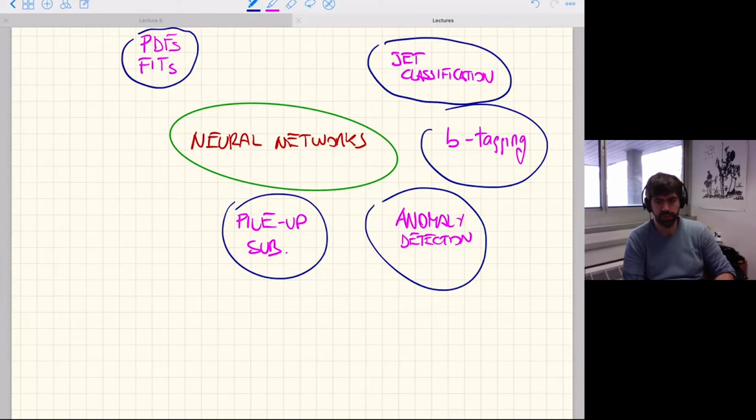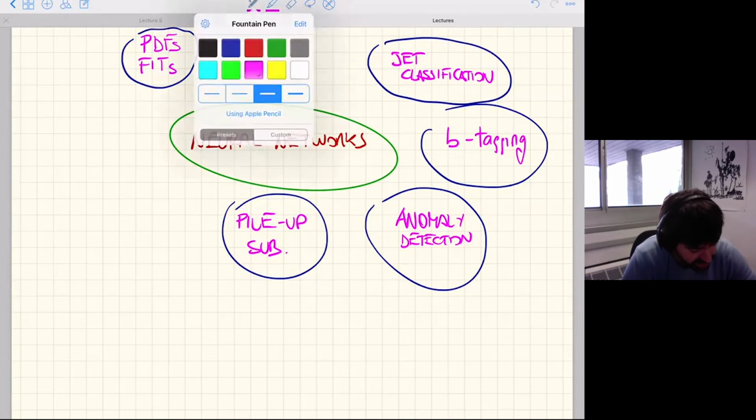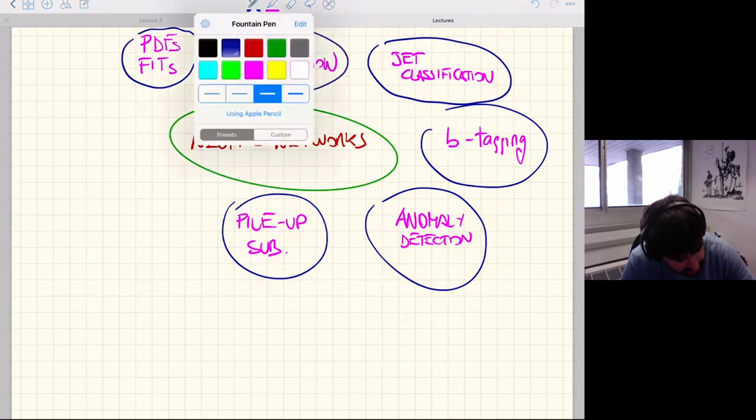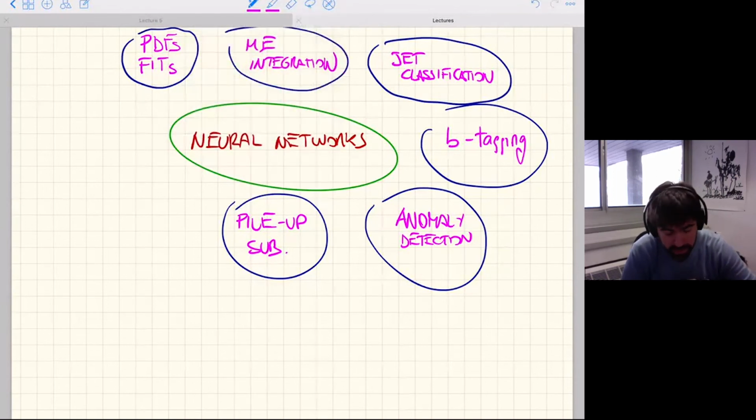What am I missing? Well, okay. In a more theorist interest, you can use these things to actually improve the way you integrate your matrix elements. That's another thing which is quite interesting. And what I want to say, and this I know nothing about, but I think it's quite fun, is event generation.